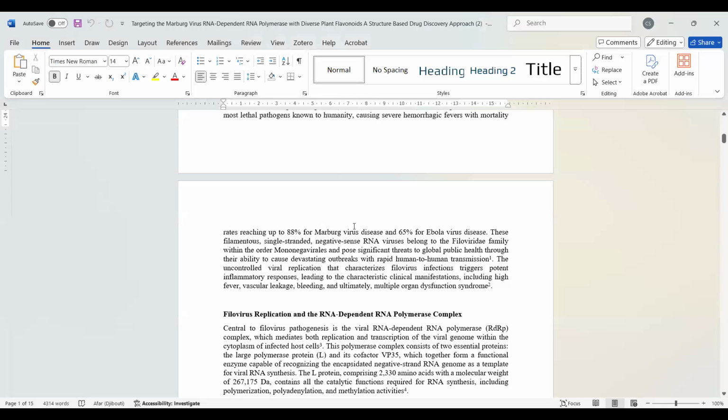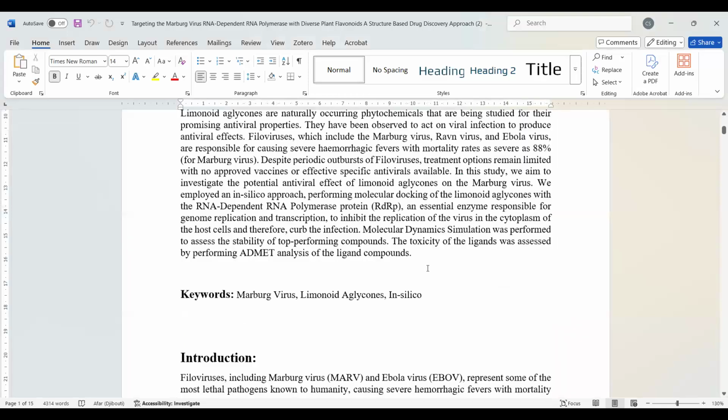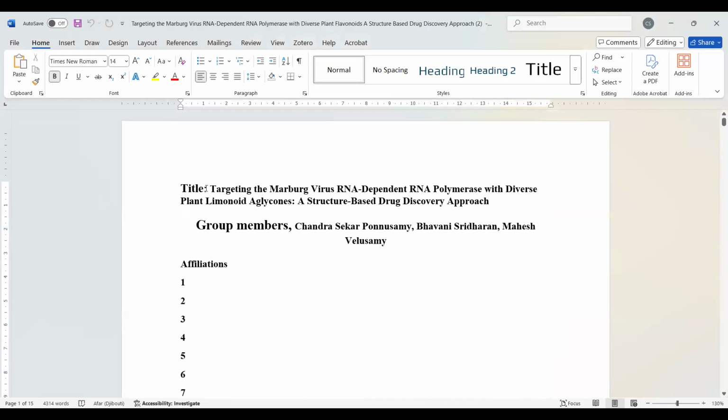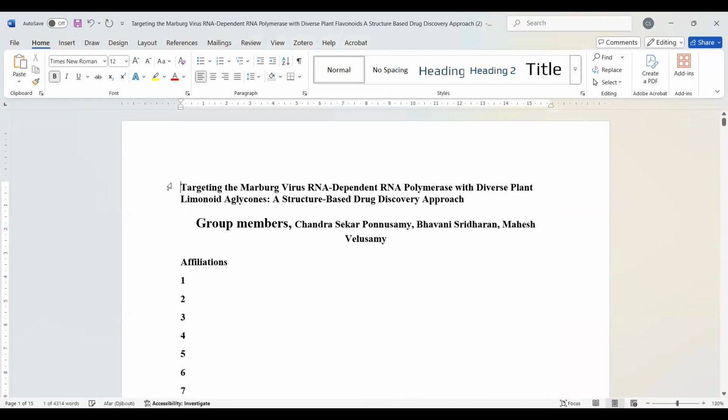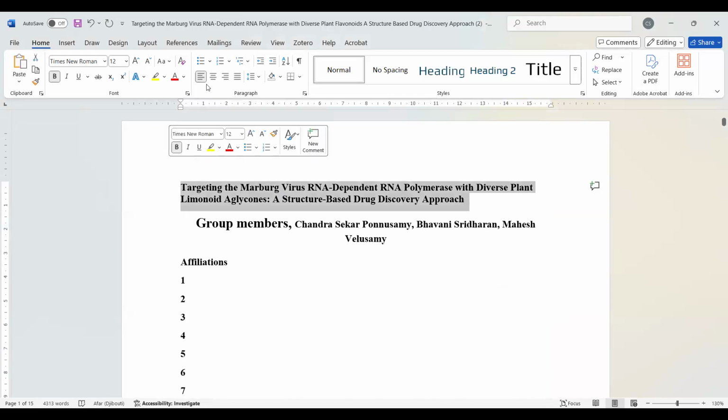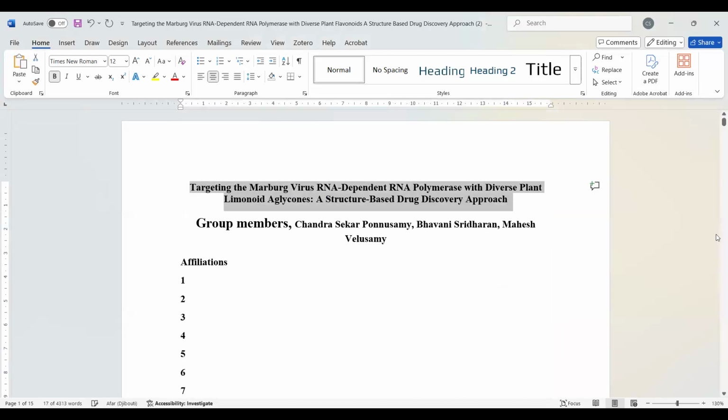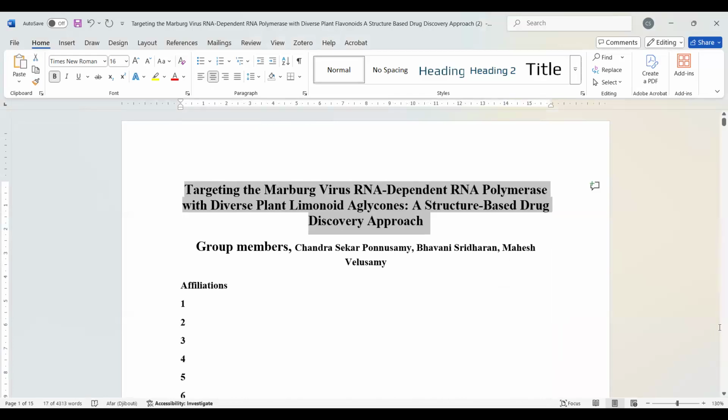Done, sir. The document you have shared, I am sharing it to you also. So, the title: Targeting Marburg virus. Diverse plant means how many plants are we including?